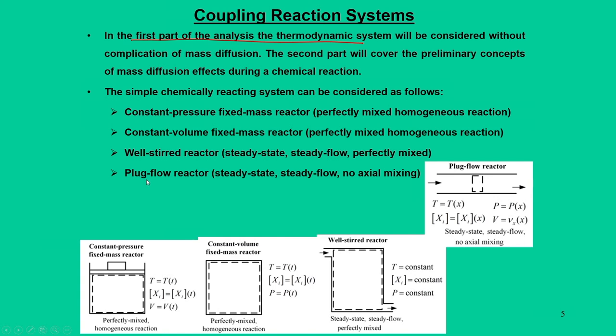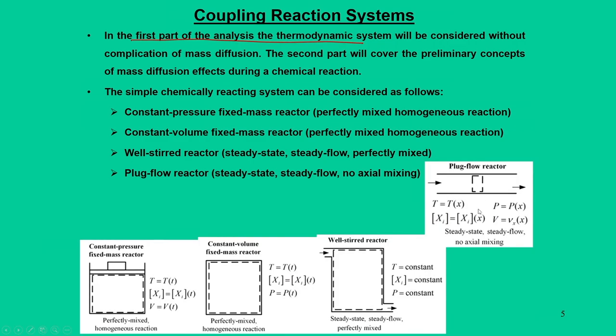Another kind of reactor is the plug flow reactor, that is a steady state, steady flow, but with no axial mixing. Basically this is a kind of duct in which a certain gas is passing, something like in an aerospace propulsion system, in ramjet or scramjet combustion, where high speed air enters and fuel is injected into it. We can arrest the mixing in one particular direction. So in a plug flow reactor, we model this as steady state, steady flow, but we do not allow any axial mixing. There is no axial mixing, but there can be lateral mixing.